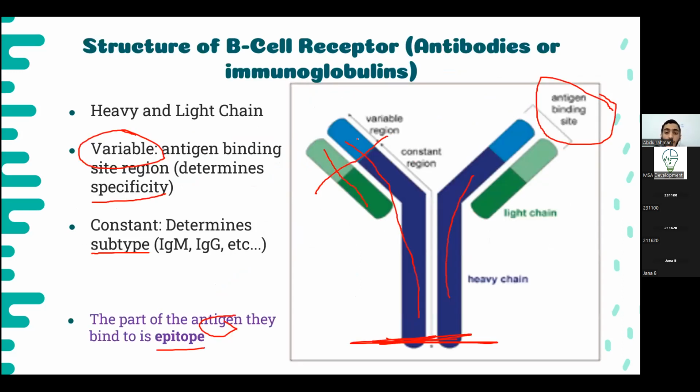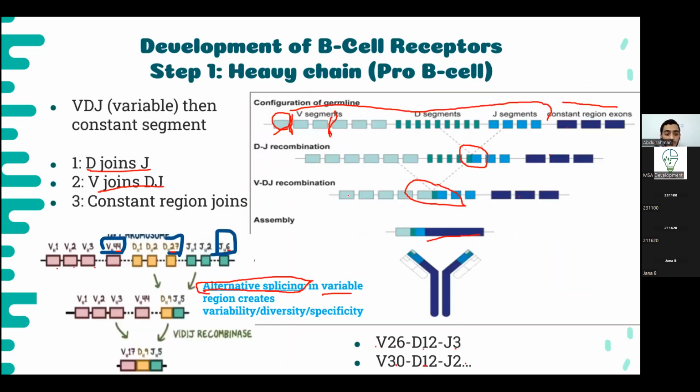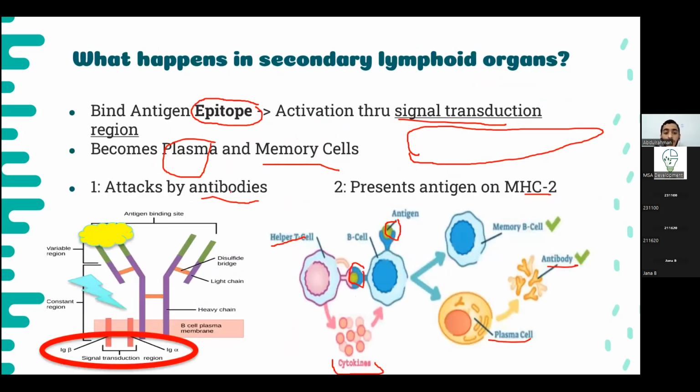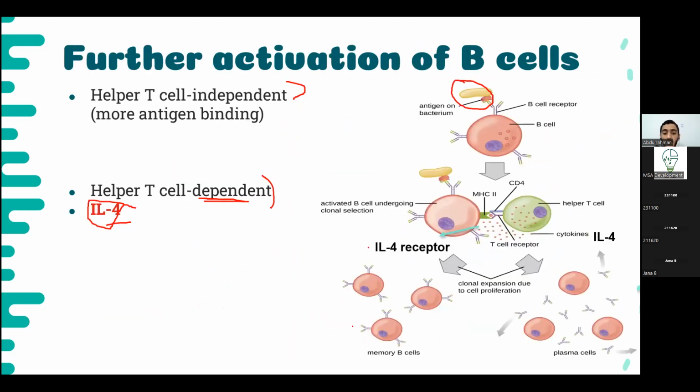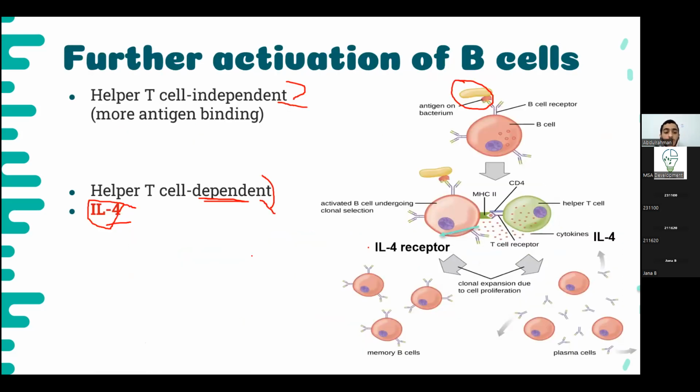Antibody has two parts: a variable region and a constant region. The constant region determines the type. The variable region determines the specificity. Okay, now the formation, you understand this part. This part is clear. And then once it's released, it could be attacked by antibodies, or since it's a professional antigen presenting cell, it could present its antigen to helper T cells, and helper T cells will release cytokines to activate that. Activation could be through either T cell independent pathways or T cell dependent pathways. T cell dependent pathways through the cytokines, or independent pathway directly an antigen to a signal transduction region.